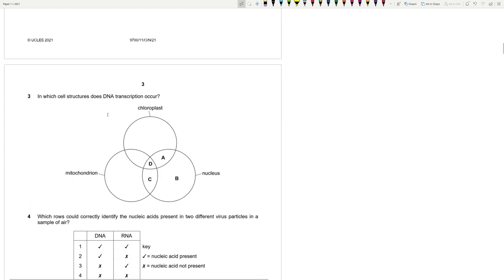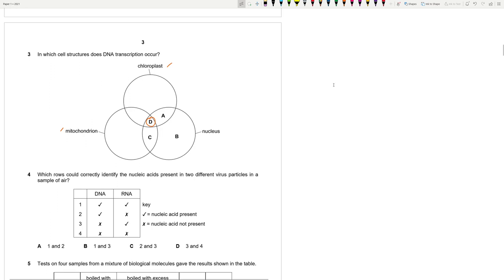Moving on to 3, in which cell structures does DNA transcription occur? So transcription occurs in the nucleus and the chloroplast and the mitochondrion. Why? Because the chloroplast and mitochondrion, according to the endosymbiont theory, were originally bacteria, so they have 70S ribosomes, so they can perform their own transcription and make their own DNA.